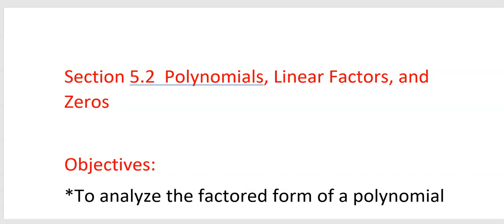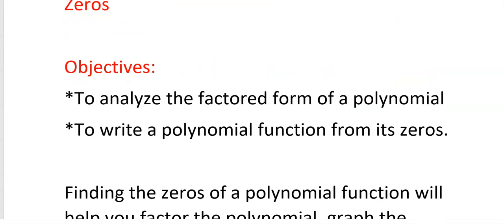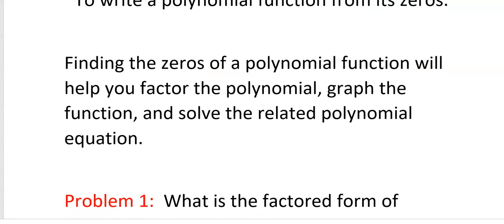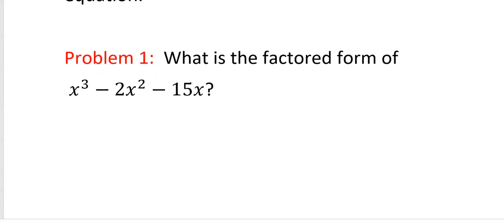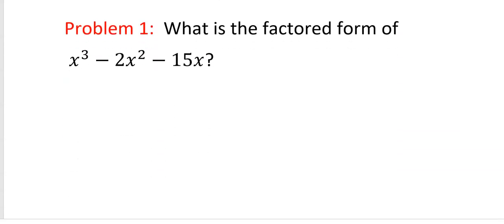Section 5.2, Polynomials, Linear Factors, and Zeros. The objectives are to analyze the factored form of a polynomial and to write a polynomial function from its zeros. Finding the zeros of a polynomial function will help you factor the polynomial, graph the function, and solve the related polynomial equation. Problem 1, we're looking for the factored form of x cubed minus 2x squared minus 15x.